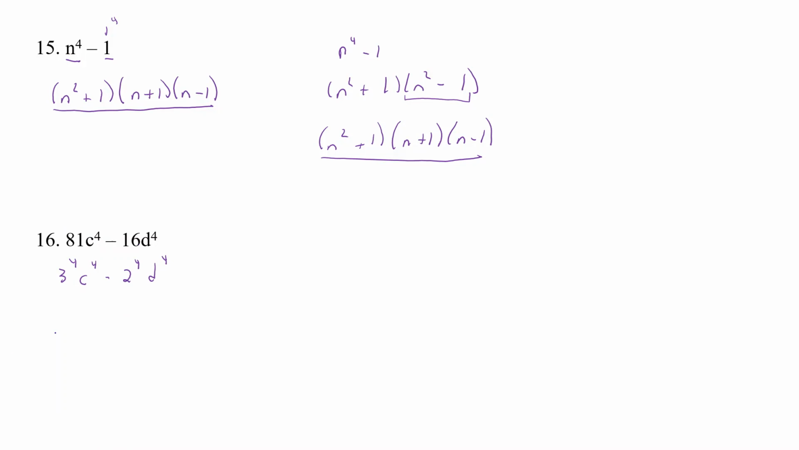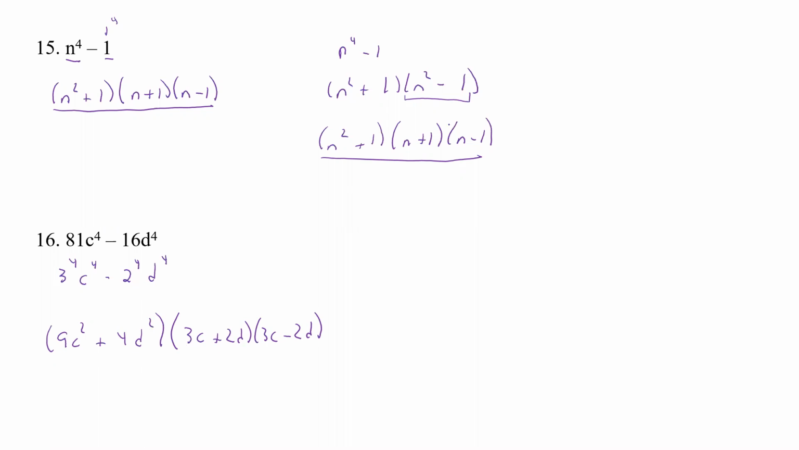And so it's going to be our 3 squared c squared, so it's going to be 9c squared plus 2 squared is 4, d squared is d squared. And now we have our a's and b's only, and so that's going to be a 3c plus 2d and a 3c minus 2d. And so then that would be our factored form.